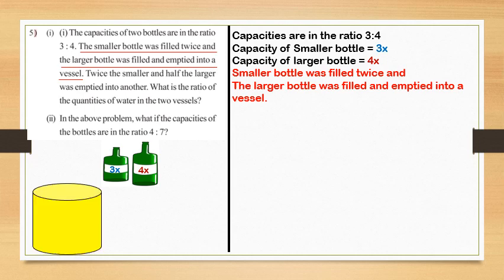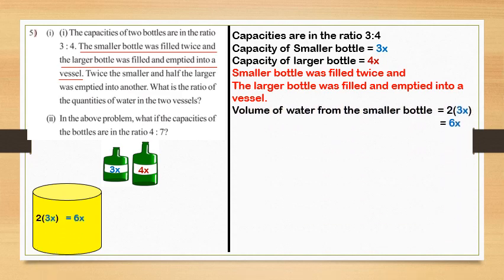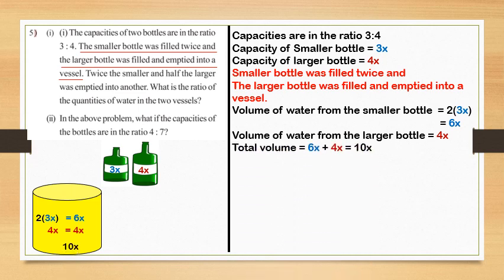Here 2 times water filled from smaller bottle and larger bottle is filled once. So let us write the volume of water from the smaller bottle equal to twice the smaller bottle, which is equal to 2 into 3x, which is equal to 6x, and volume of water from the larger bottle equal to 4x. Then the total volume of water in this vessel equal to 6x plus 4x, which is equal to 10x.